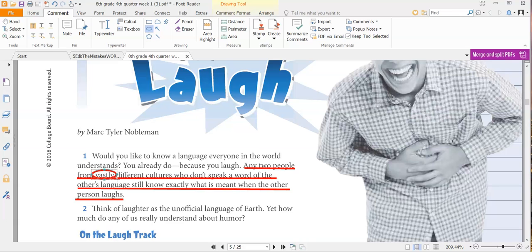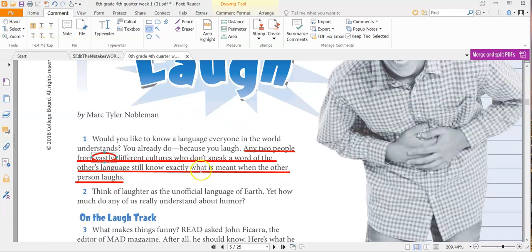All right? So then here in this second paragraph, it says, think of laughter as the unofficial language of the earth. Yet how much do any of us really understand about humor?